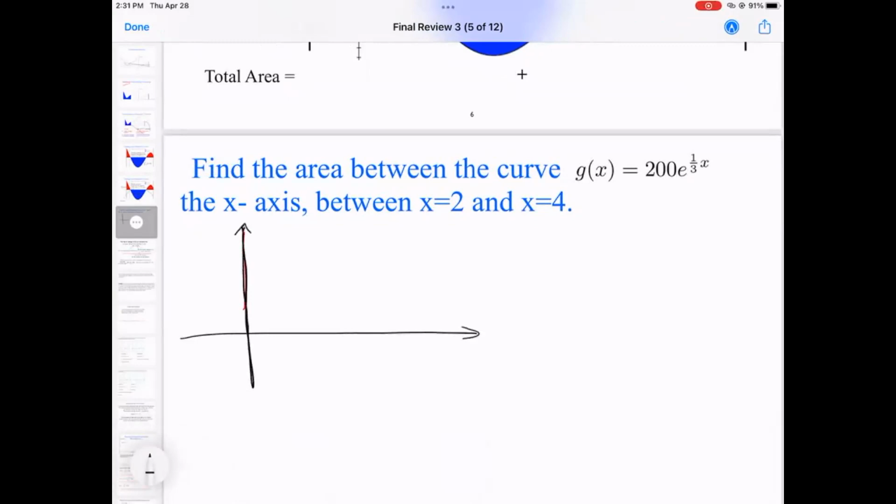It's an increasing exponential function, something like that. So this is x and g of x. We want to find the area enclosed by the curve and the x-axis from x equals 2 to x equals 4, something like that.